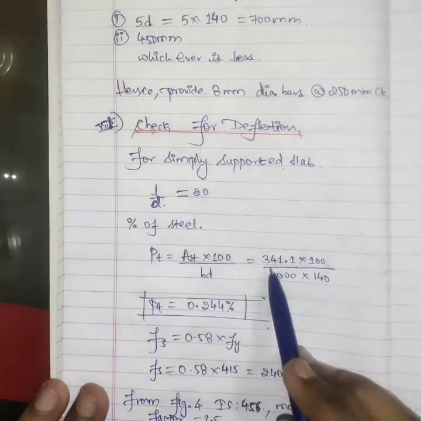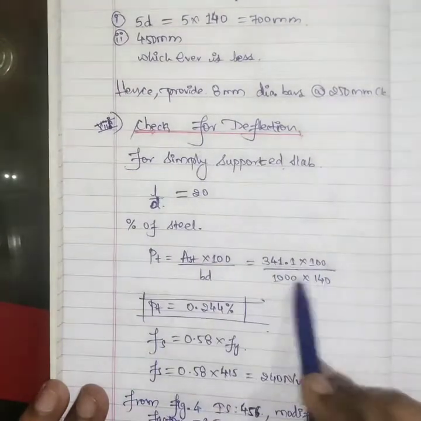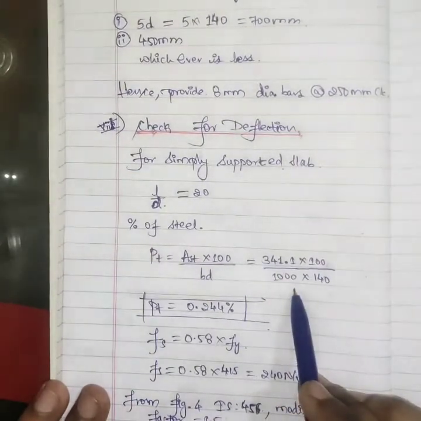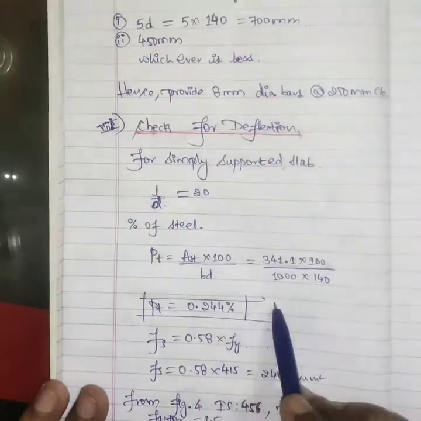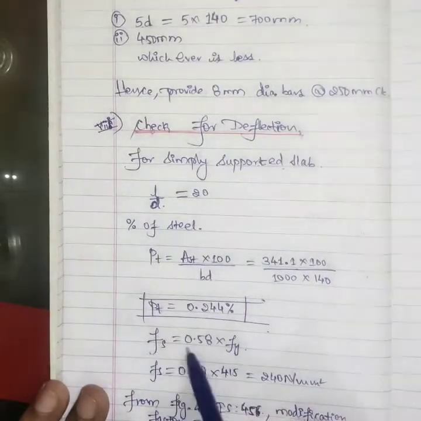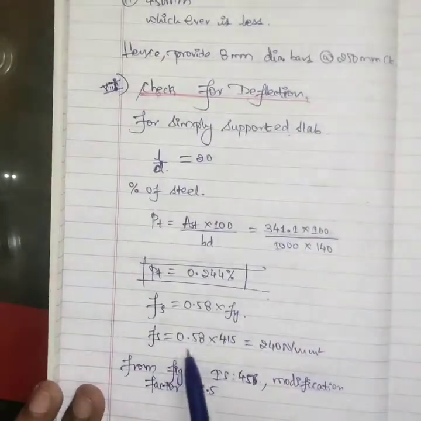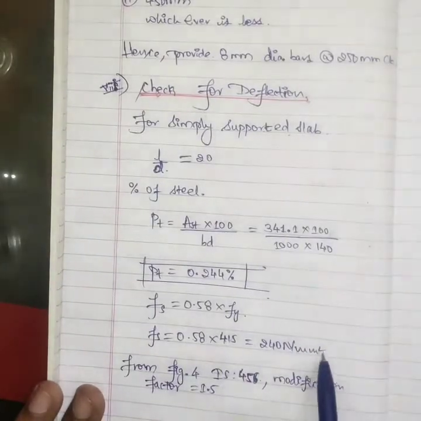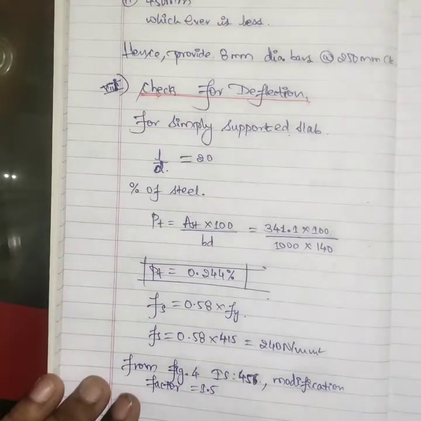Fs is equal to 0.58 into fy. We have to put the value, and we get this Fs value. We have to see in the codebook how much the modification factor is coming, from figure 4. You can easily get it, there will be a graph of Fs versus this one. You get the modification factor for 415 steel. We are getting 1.5.